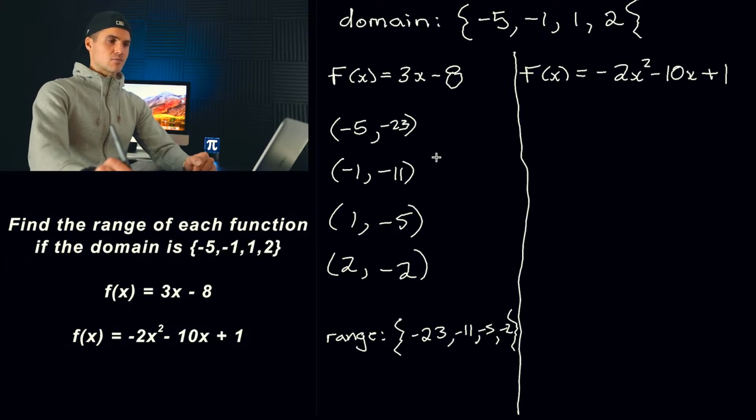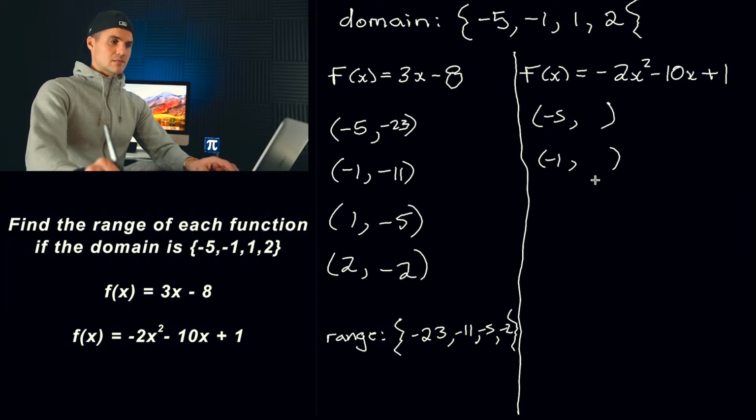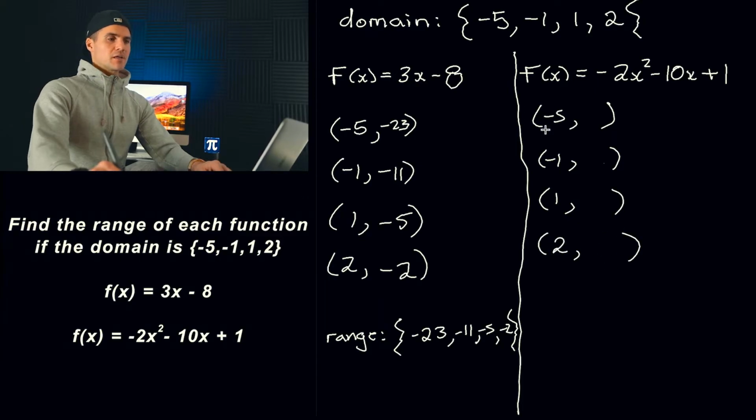how it is written. Moving on to this next function, this one's going to be a quadratic, but same thing. We're going to have -5 and some kind of y value. We're going to have -1, some kind of y value, +1, some kind of y value, 2, some kind of y value. So plugging in this first -5 here, just be careful with your algebra.